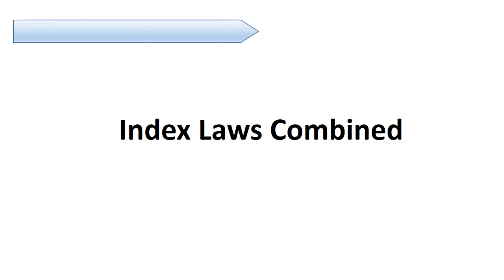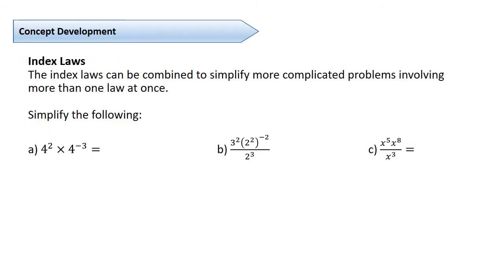Okay guys, so what we have here is a PowerPoint and it looks at the combination of those index laws we've been looking at over the last couple of PowerPoints. Okay, so we have a couple of examples here and we might be a little bit intimidated. Up until now, hopefully we've been a little bit comfortable with all of these problems. Simply applying one rule at a time has been quite nice, but this is where the complexity can start to kick up a gear, and we do need to start combining our laws.